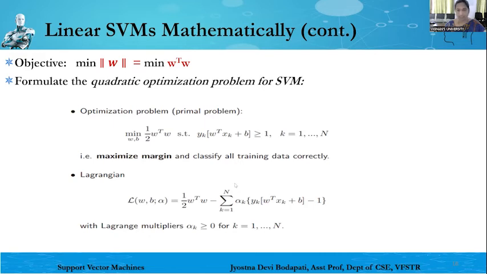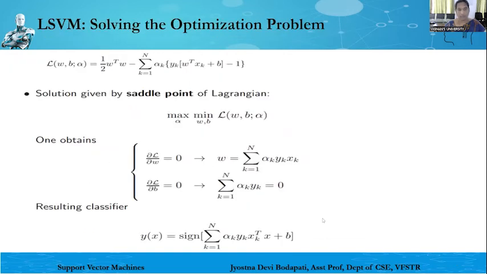And this should be satisfied for every example, right? For every example, yk into this term should be greater than or equal to 1. That is how this should be satisfied for every example in the training data. Now this is the primal form of your objective function, and the solution for this can be obtained by the saddle point of the Lagrangian. So it's a maximization followed by a minimization. Then how can this be obtained?